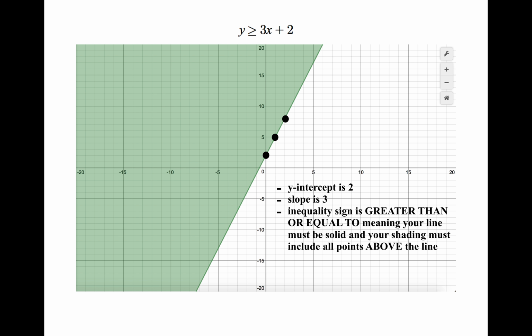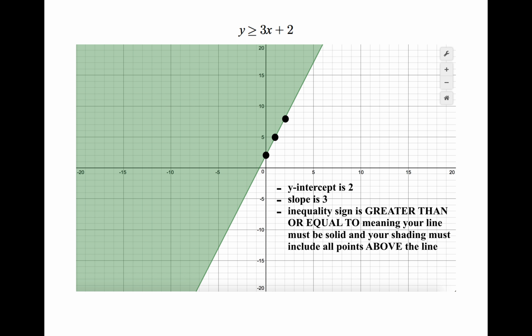Now, before you connect the points, you must first consider the inequality sign. When the sign is greater than or equal to, or less than or equal to, your line will be solid. When the sign is greater than or less than, your line will be dashed. Therefore, our line here is solid because the sign is greater than or equal to.